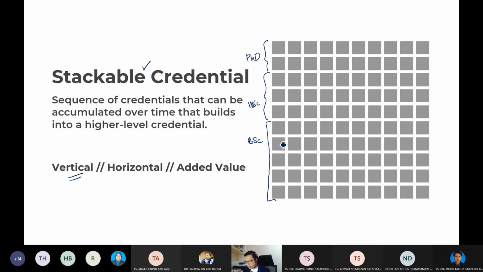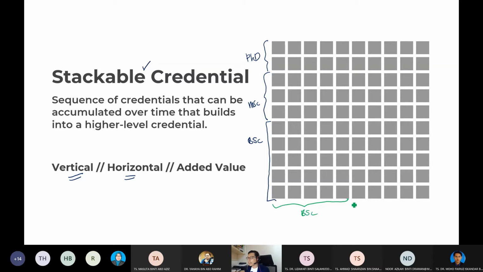You need to have your bachelor degree first before you go to masters, and some programs require you to have masters first to have a PhD. Now this is the traditional way. You stack it like that. Now, when we talk about horizontal, it's about this. Let me use a different color here. Stackable, horizontal, when we do it like this, say, for example, you completed your bachelor degree here.